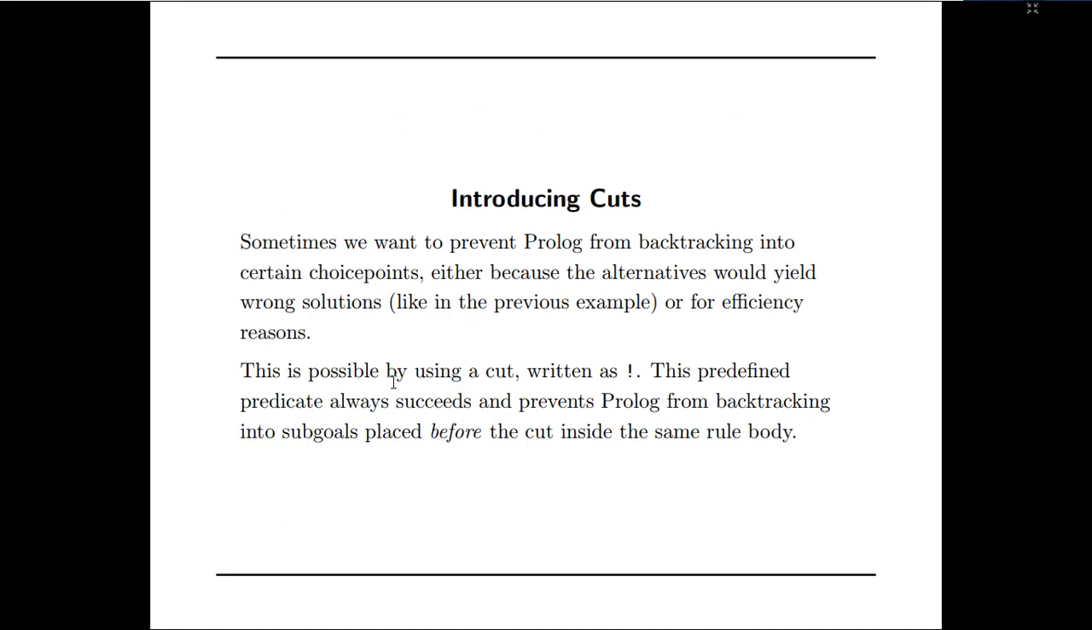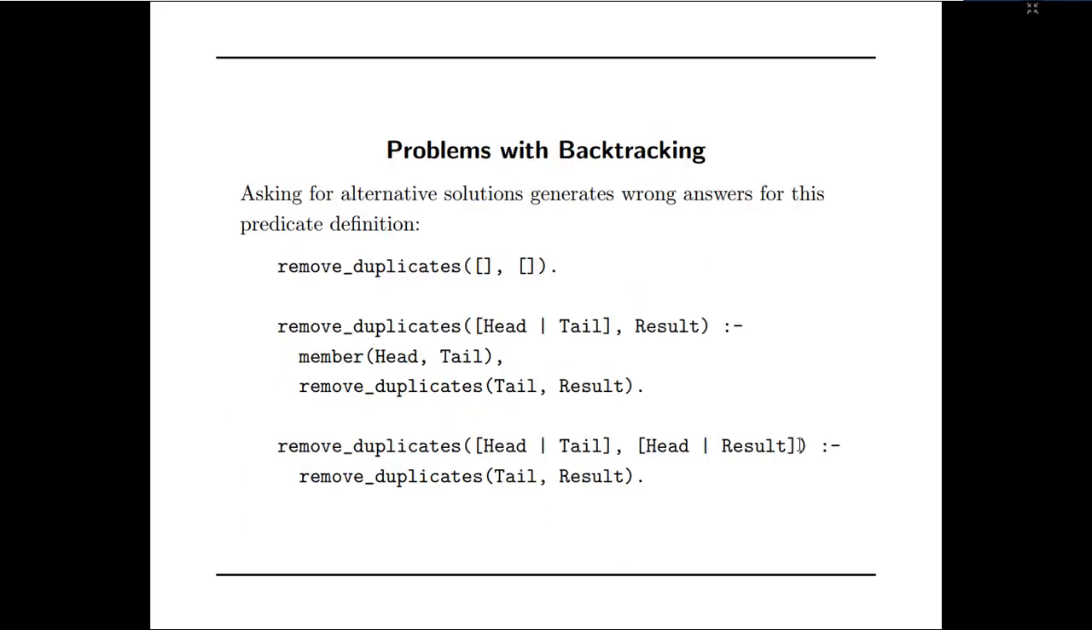Sometimes we want to prevent Prolog from backtracking into certain choice points, either because the alternative would yield some wrong solutions or for efficiency reasons. This is possible by using a cut, which is written as an exclamation mark like this. This predefined predicate always succeeds and prevents Prolog from backtracking into sub-goals placed before the cut inside the same rule body. So in the previous example, the remove_duplicates head and tail result.